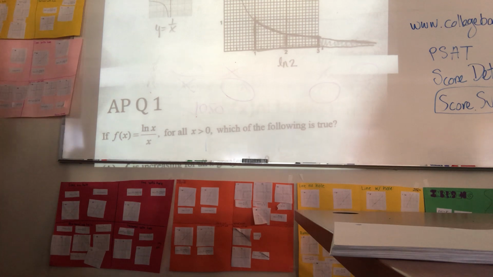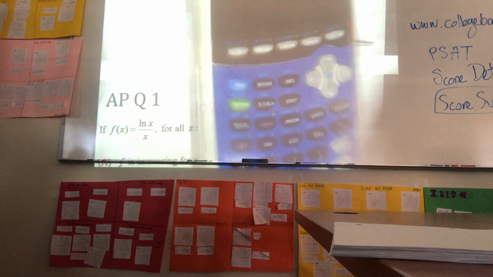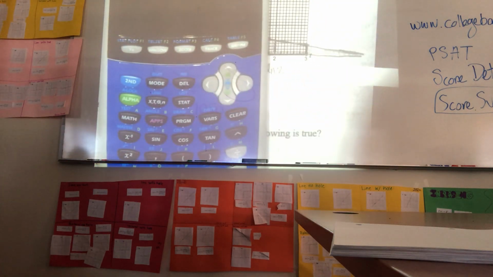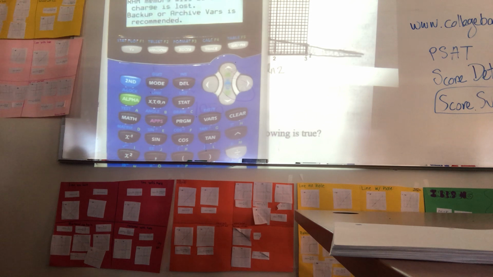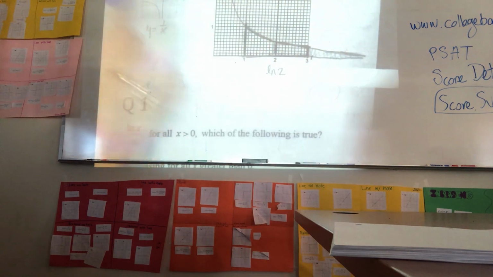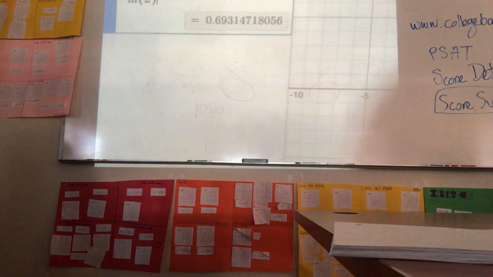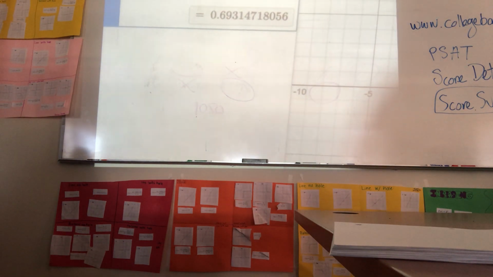Okay. So let's see. Does anybody have a graphing calculator in their minds? I'll just do it on my computer. Okay, so I'm just going to enter ln of 2. Okay, so we said it was somewhere around 2/3. So let's do ln of 2. 0.69. Right? So that's what the area is.